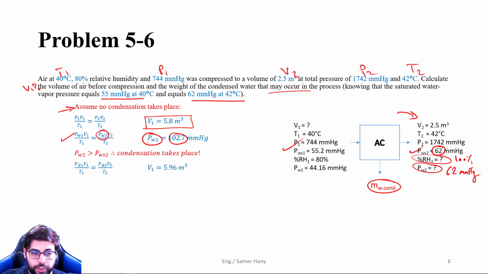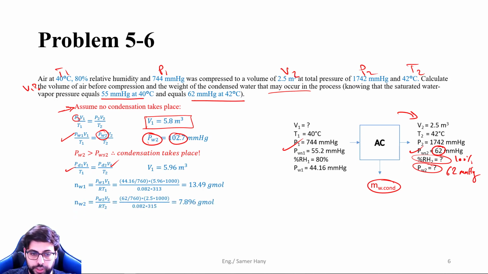All right, and we'll continue working on this, this time on the dry components of the gas or the air to work on this relation. Instead of total pressure, we'll work with the dry pressure. So we get the total volume before compression, and then to get the number of moles of water in the inlet stream, we just apply the ideal gas law, and same goes for the outlet stream.